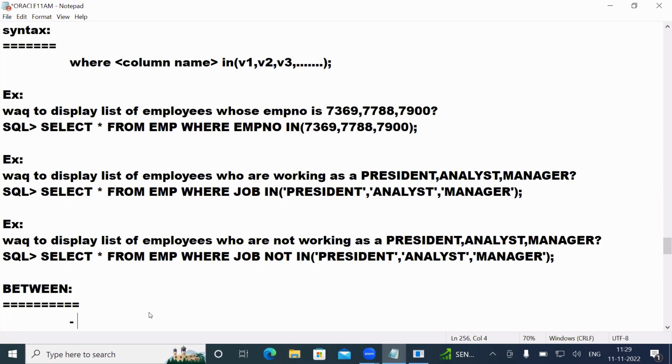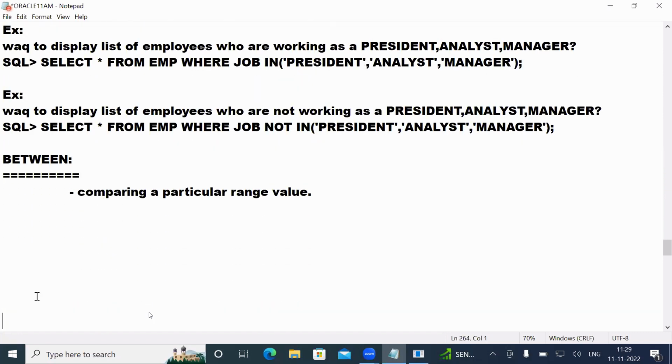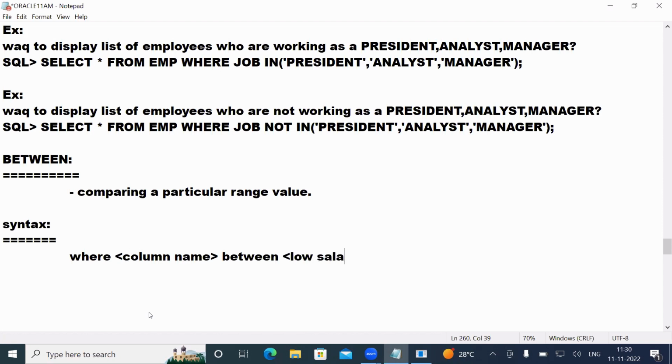So I'm saying here, comparing a particular range value. So what is the syntax for this BETWEEN operator? I'm using the WHERE clause, then the column name, and then BETWEEN, and here we send the low value, low sal, and the high value. So this is your BETWEEN operator syntax. For the column, the range values are whatever the user gave in the query, and based on that range the data can be compared.